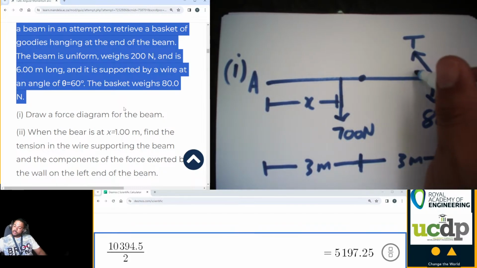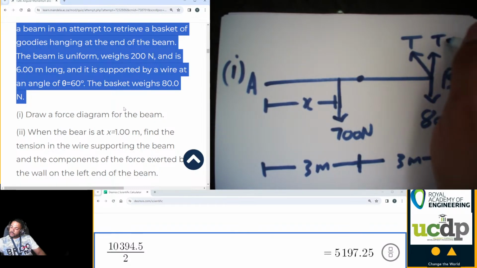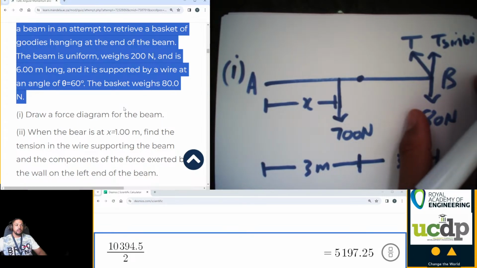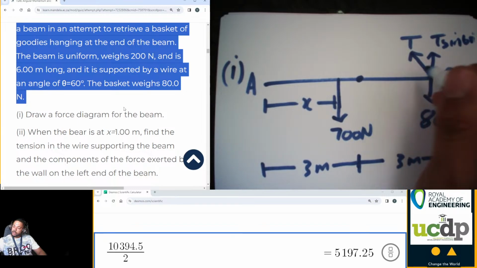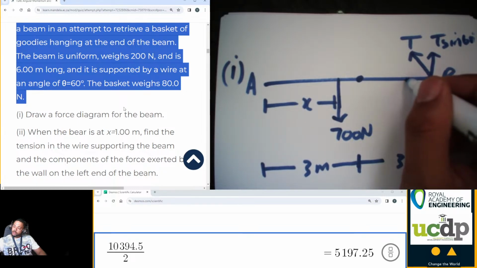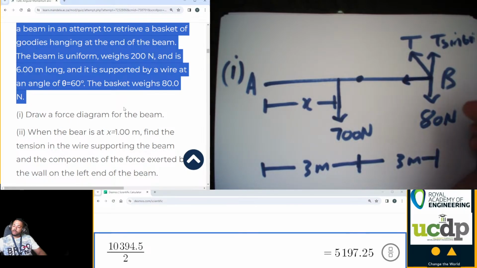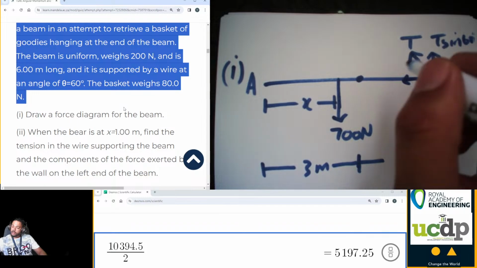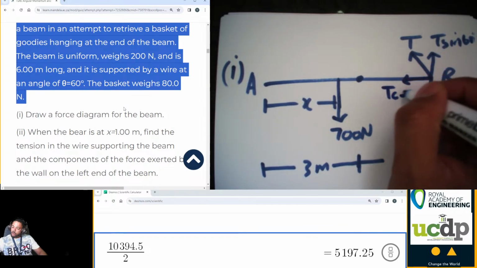And we can, of course, break this force of tension into its components: T cos 60 and T sine 60. The force going upwards would be T sine 60. And going that way would be T cos 60. If you just break it up into components, that would be T cos 60.